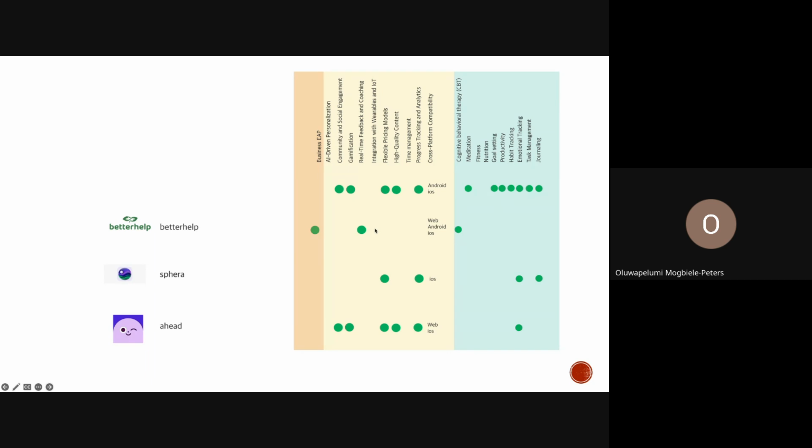Because if you want to do habit tracking, you most likely have to use no other product here. If I want to do emotional tracking, okay, I can use Sphera, I can use Ahead. But it means that if I'm doing emotional tracking, I can't do goal setting. I can't meditate with it. I have to go and use another app. So for every one of these other apps, you will have to use two or three other apps to get everything I'm giving you. Guys, do you get my drift? That's basically what competitive analysis does.